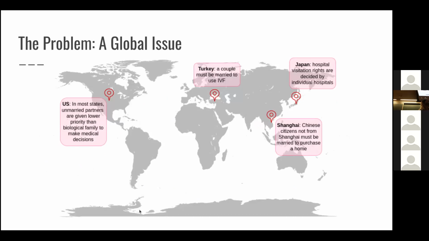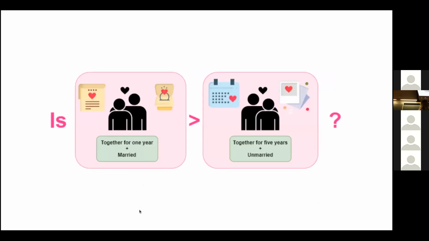In Shanghai, where I have lived for a long time, if you're not a local resident, you need to purchase an apartment as a couple, as a legally married couple. So this creates a lot of difficulty for unmarried couples. And I would argue that proving that two people lived together for a long time is more important, and their relationship is possibly more secure than a marriage license, for example.